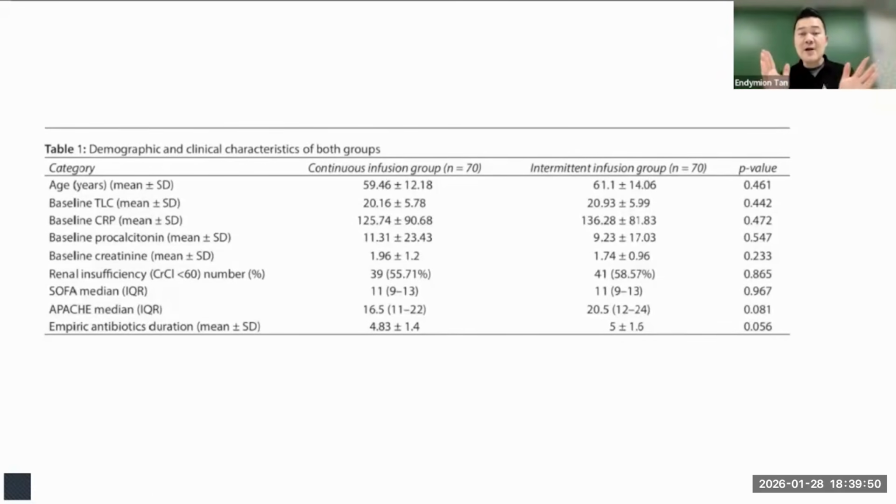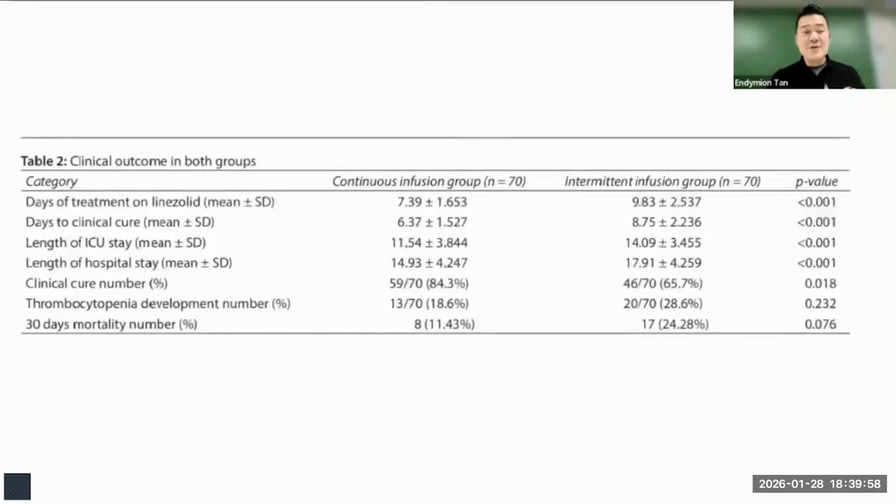So almost at a par. So they want to make a study on the efficacy and they want to look into the safety profile. So this table would tell us the clinical outcome. So how were they able to study the efficacy? They studied the clinical outcome, the days on treatment, the days to clinical cure, clinically and microbiologically, length of ICU stay, length of hospital stay, and clinical cure number.